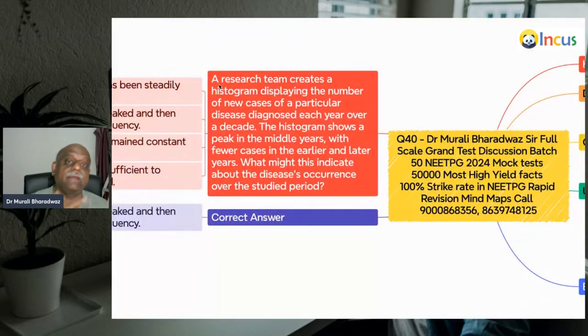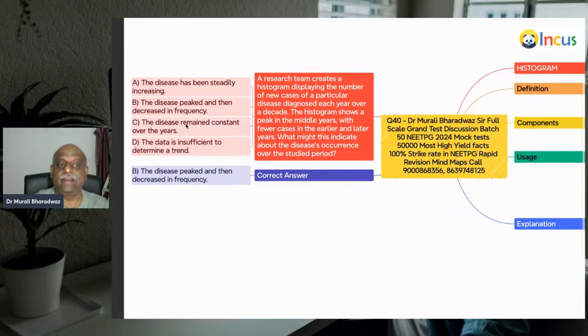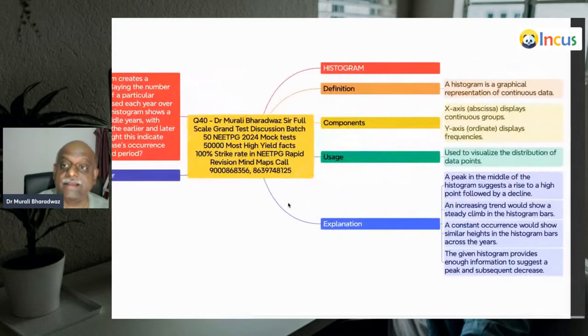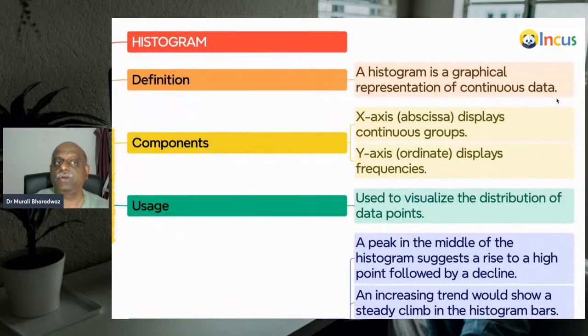A research team creates a histogram. It shows a peak in the middle with fewer cases in the earlier and later years. What does it indicate? That the disease peaked and then there is a decrease in frequency. So you should know what a histogram is. X-axis displays continuous groups. Y-axis displays frequencies. And it will help you to visualize the distribution of the data points. The histogram is what you need to remember.